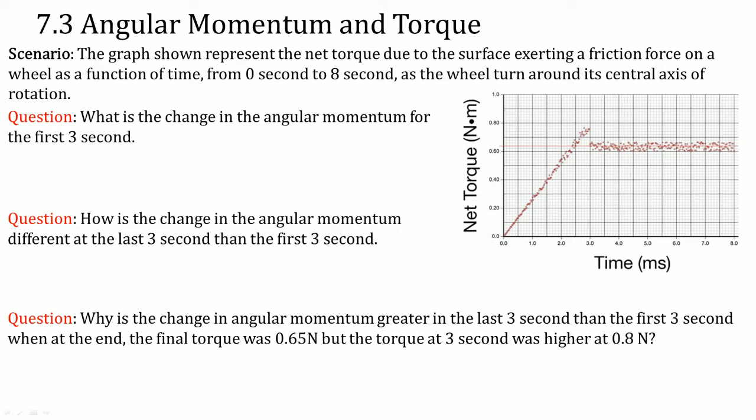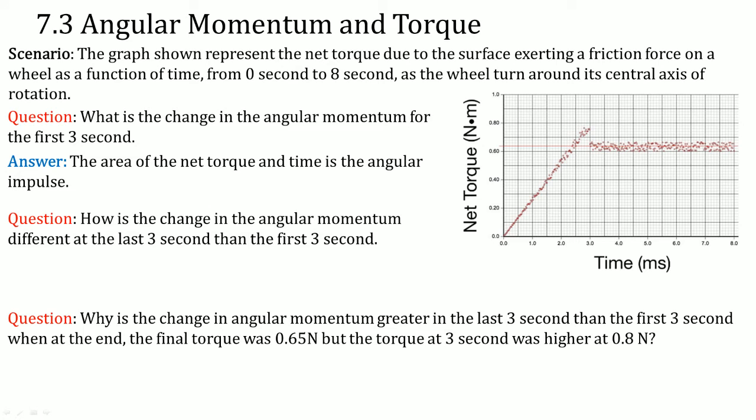The change in angular momentum can also be seen as the angular impulse. The angular impulse here is the area under the net torque versus time graph. So for the first 3 seconds, you would have to look at the area for the first 3 seconds, and it looks like a triangle. So we can do 1/2 base, which is the time, times the height, which is the net torque. That's how I got 1/2 torque net times delta t.